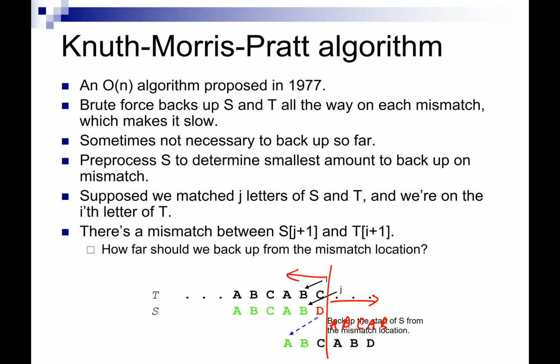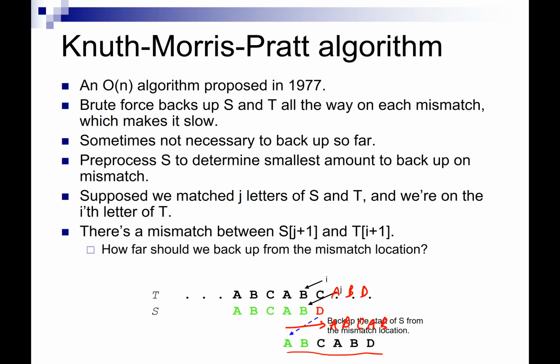Now we cannot do that. The reason you cannot do that is if you don't back up at all, then you can miss a potential match. For example, here we backed up S by 2 letters, and potentially there's actually a match between S and T after you back up by 2 letters. Maybe these letters are indeed A, B, D. In that case, after we back up 2 letters, we're going to detect that S and T achieve a match at this location. On the other hand, if you don't back up S at all and just push ahead with S, then you're going to miss that match.